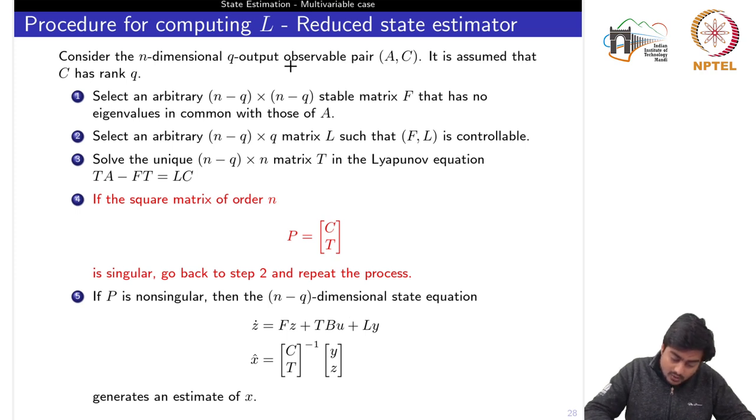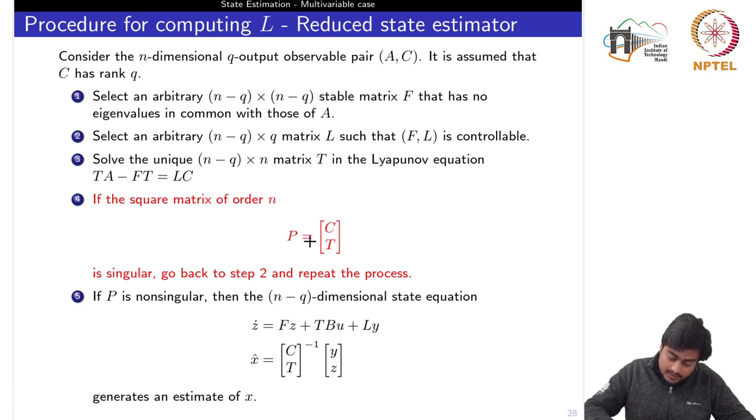So we have this n-dimensional, q output observable pair A comma C, where we have assumed that the matrix C has rank q. Now the first step, we select an arbitrary stable matrix F of the appropriate dimension, which shares no eigenvalues with that of the A matrix. Next, we select an L matrix such that this pair F comma L is controllable. Then we compute this matrix T by solving this Lyapunov equation given by this.